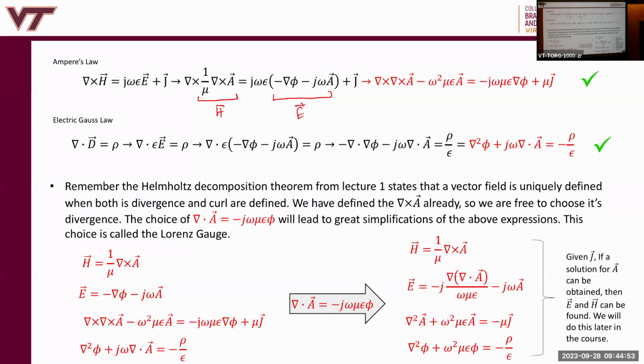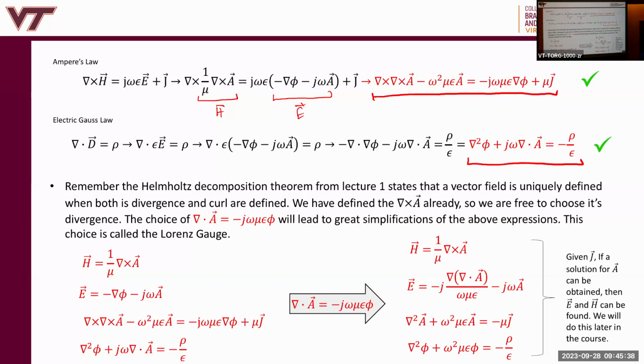All right, good. So this is almost a wave equation, right? But that's another equation that comes out of Maxwell's equations with our assumed potential for H. Next thing we'll test is the electric Gauss law. The divergence of D is equal to rho. So the divergence of epsilon E is equal to rho, and we know what E is in terms of its potentials. Then we can derive the following expression, which reduces to del squared phi plus j omega divergence of A equal to negative rho over epsilon. So another wave equation, right? They're almost wave equations.